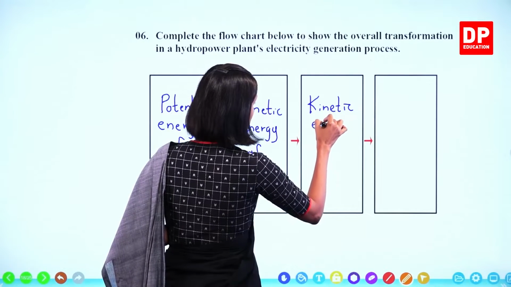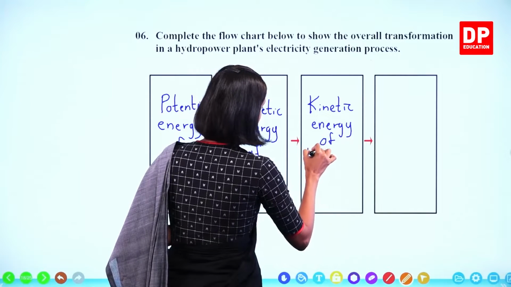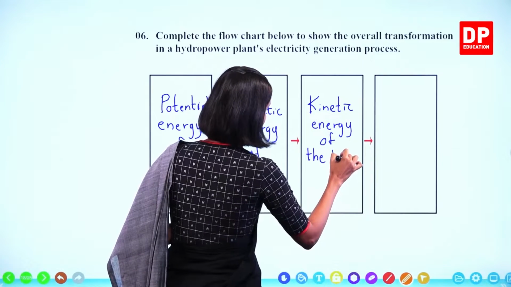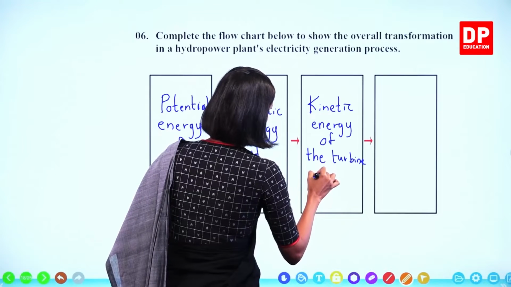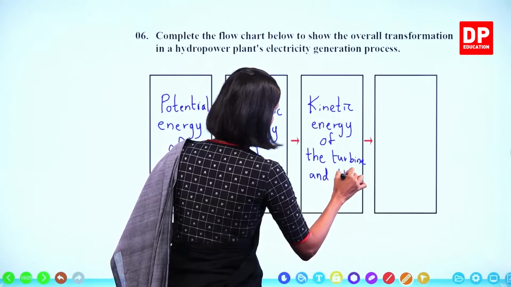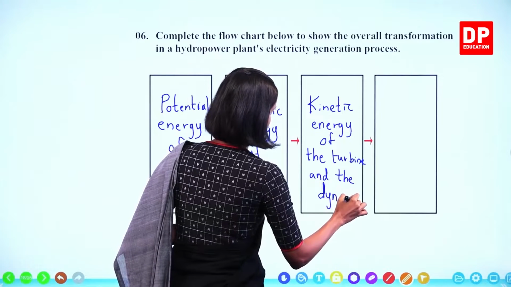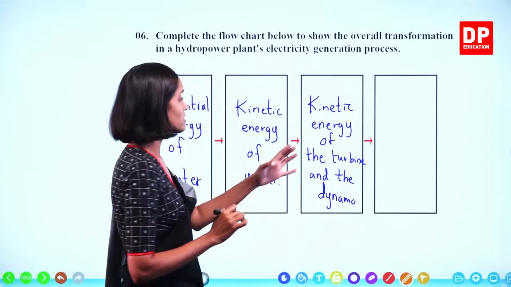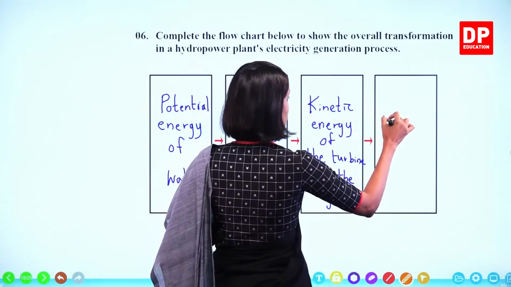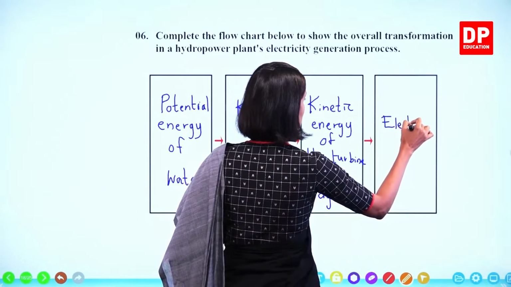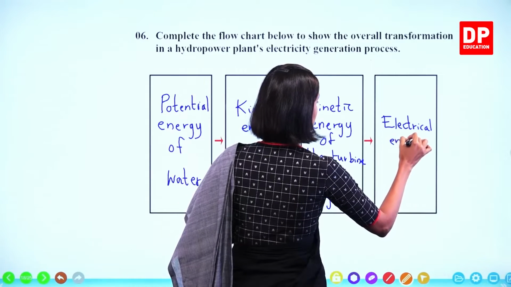Kinetic energy of the turbine and the dynamo. Finally, what type of energy is generated? Electrical energy.